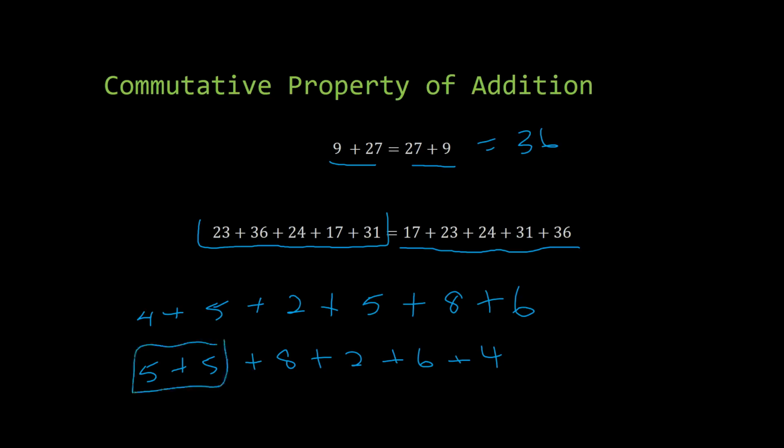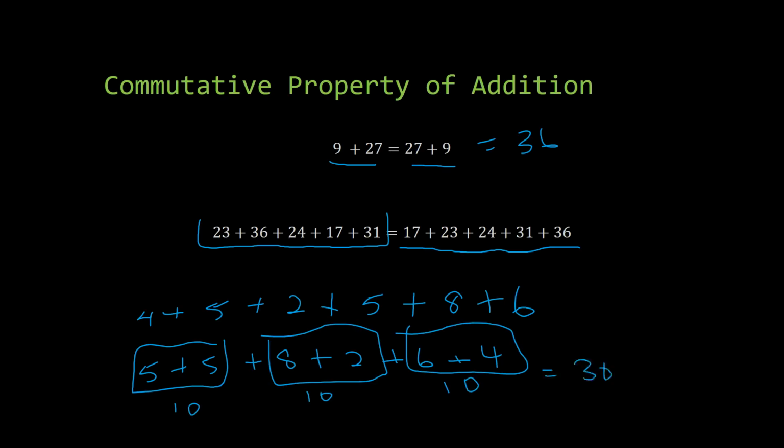I can simply say 5 plus 5 is 10, 8 plus 2 is 10, 6 plus 4 is 10, and 10 plus 10 plus 10 is equal to 30. And that's the use of the commutative property.